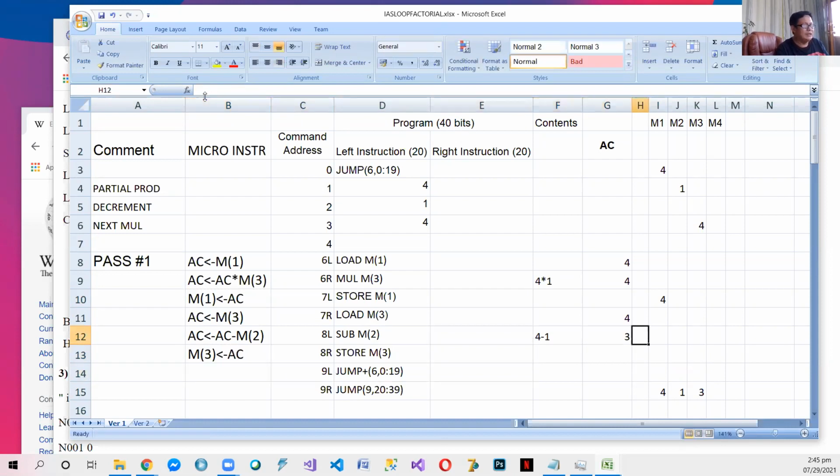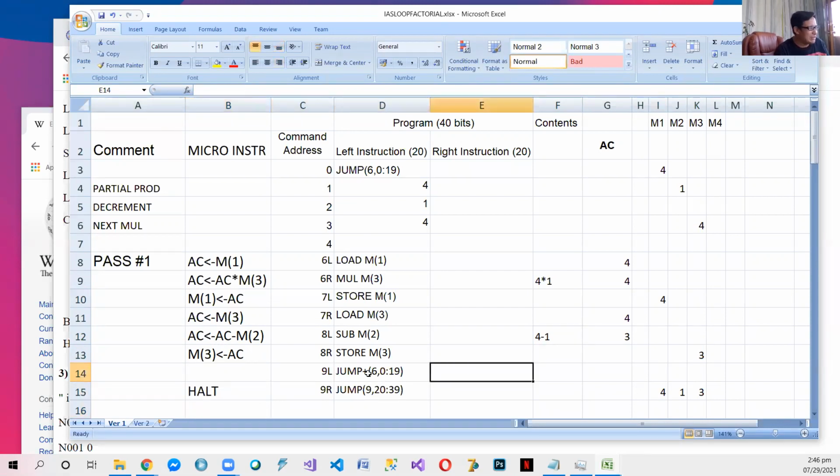So nandito na ngayon sa M of 3. Okay. And then we jump plus 6 to 19. Okay, diba? This is the concept we adopted from our factorial program in the IAS. This means that we look at the AC, right? Is it a plus? Jump plus. Is it a plus? Yes, it's still a 3. So if it's still a 3, we will repeat to 6 to 6L. If it's not a jump plus, it will go to 9R. It will just halt. Do you follow?